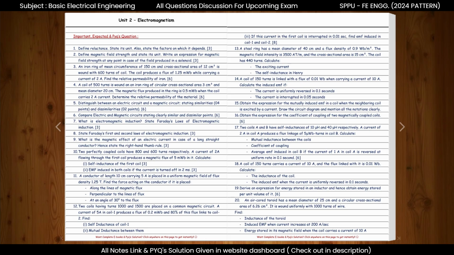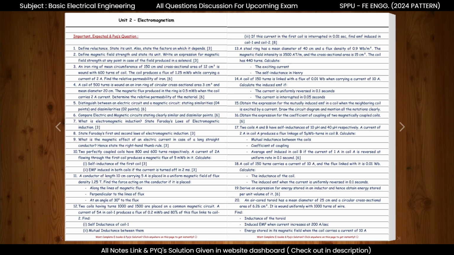Let's begin with reluctance. Reluctance is the opposition offered by a magnetic material to the flow of magnetic flux. It is similar to resistance in an electric circuit, but for magnetic circuits. Its unit is ampere-turn per Weber. It depends on 3 factors: the length of the magnetic path, the cross-sectional area of the material, and the type of material used.